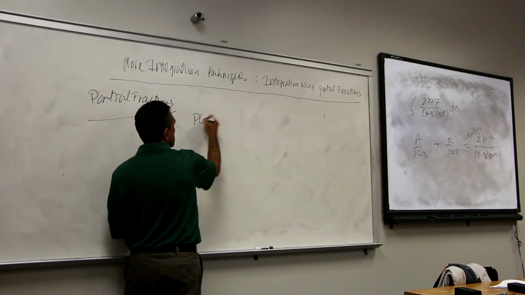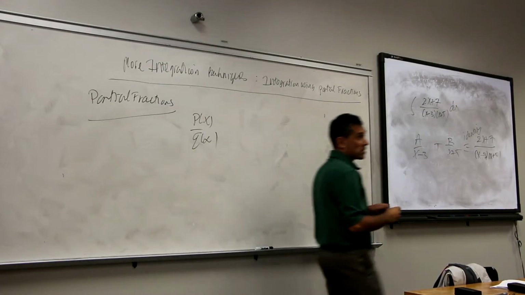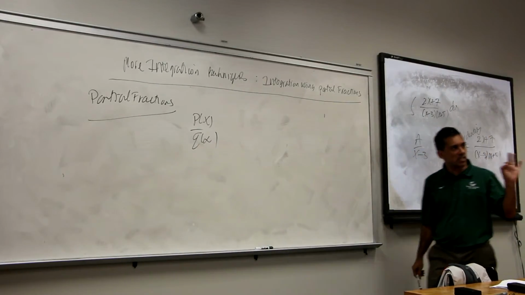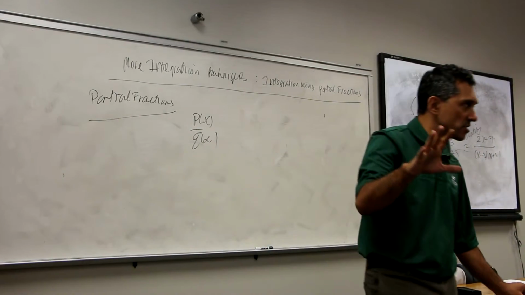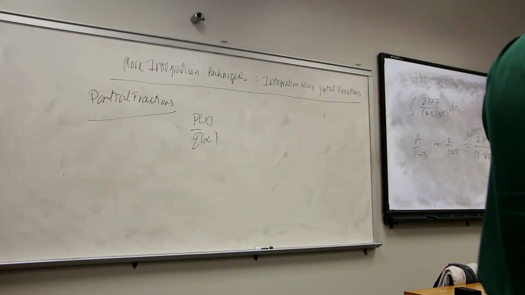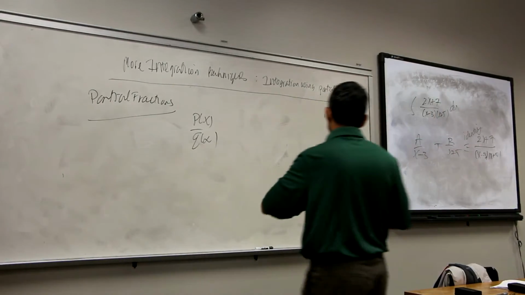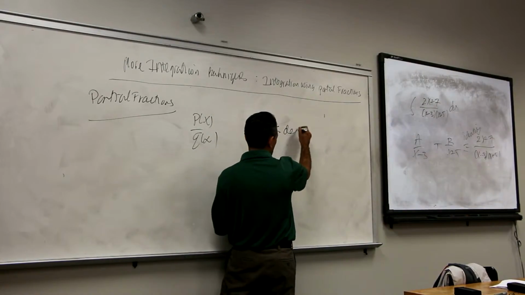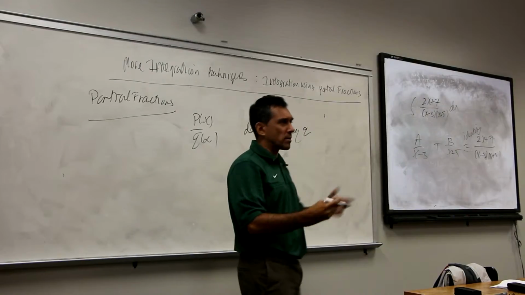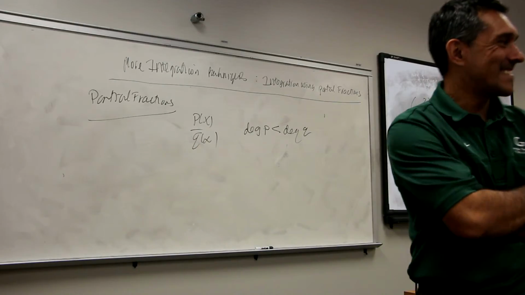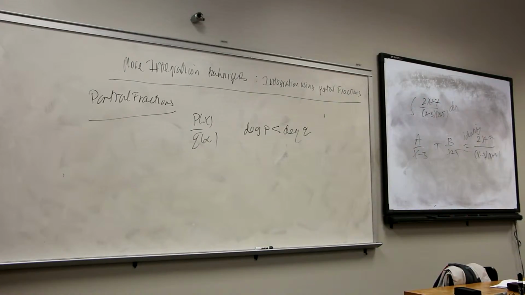So we have a polynomial divided by a polynomial. But we are trying to integrate. Now the first thing is, if you want to do partial fractions, the degree of the numerator must be less than the degree of the denominator. So the degree of P must be strictly less than the degree of Q, otherwise you cannot do partial fractions. They call them improper, and then you know what improper is. It's not proper. But I assure you, this is not a restriction.